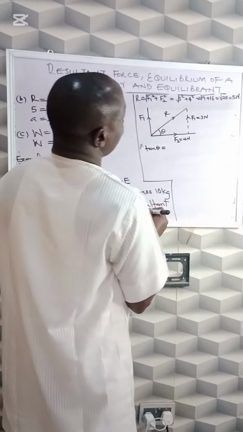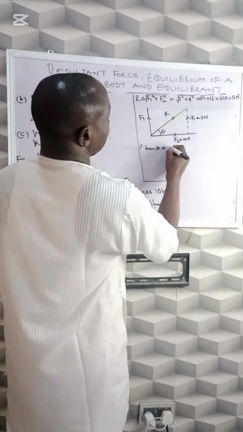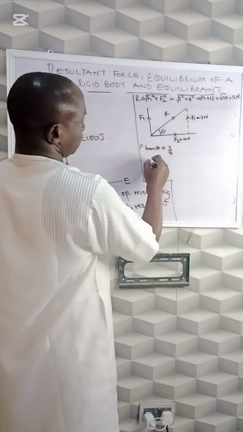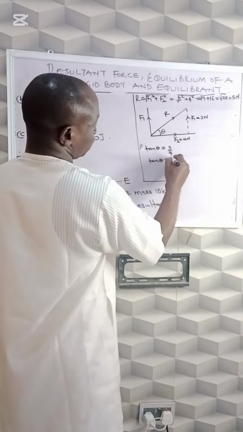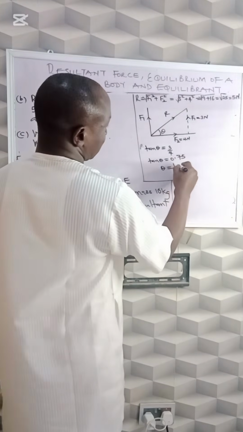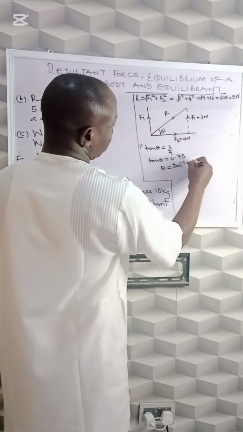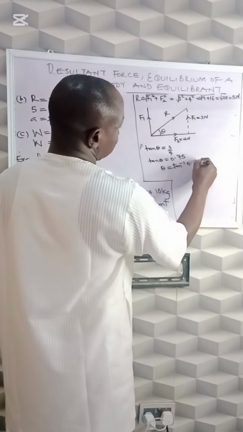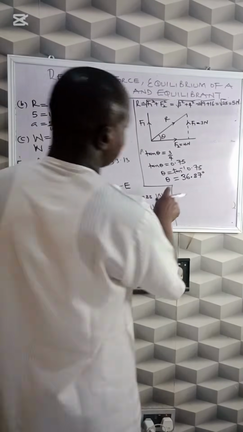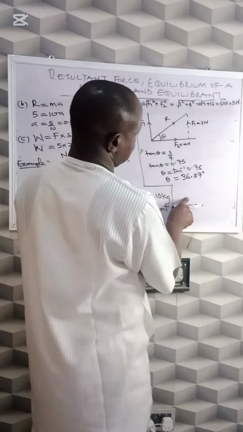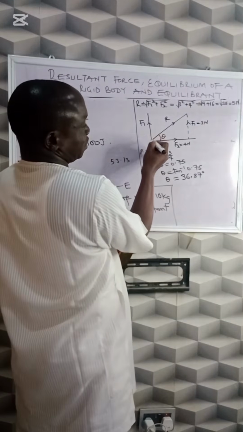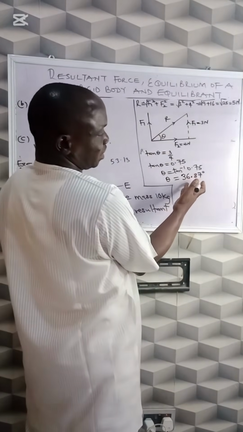You can say tan theta is equal to opposite over adjacent, that is 3 over 4. So tan theta is equal to 0.75. You can find theta, which is equal to arctan of 0.75. So that is theta, 36.87 degrees. You can leave it like that and indicate the angle.